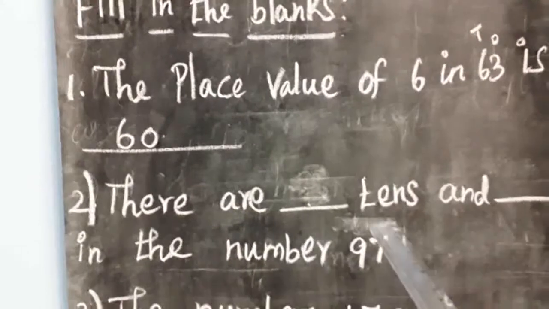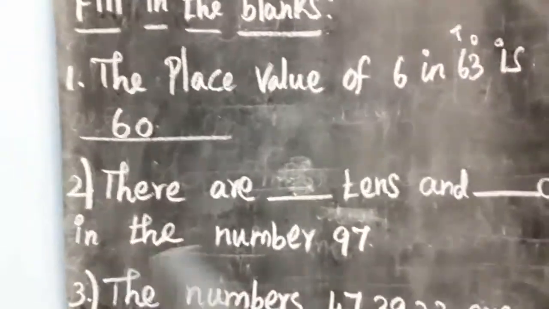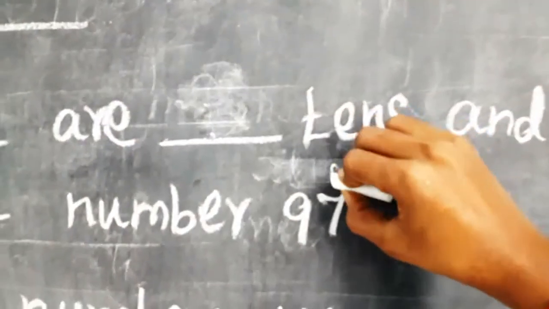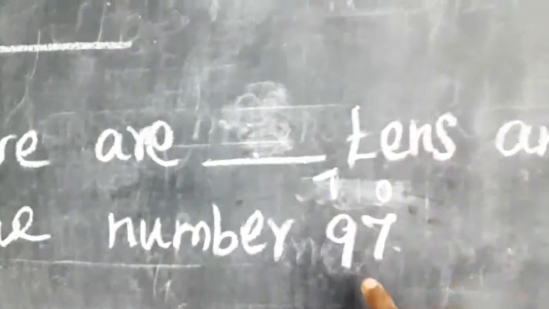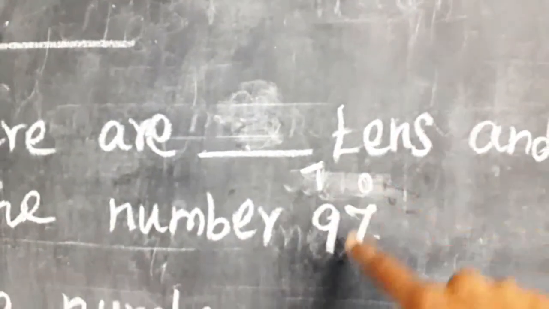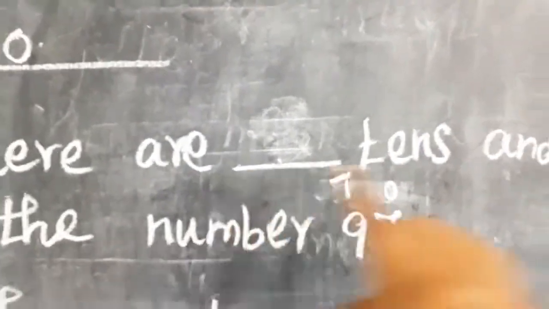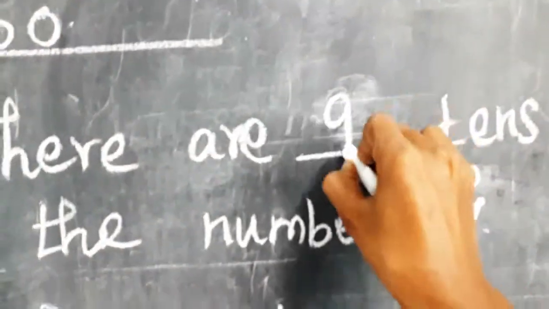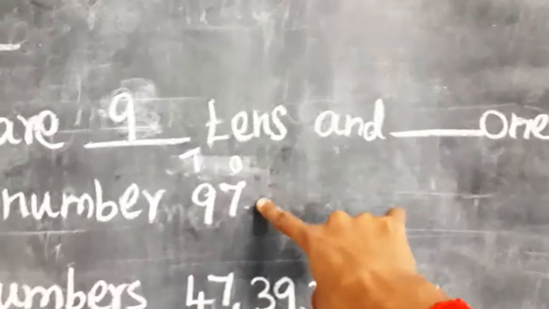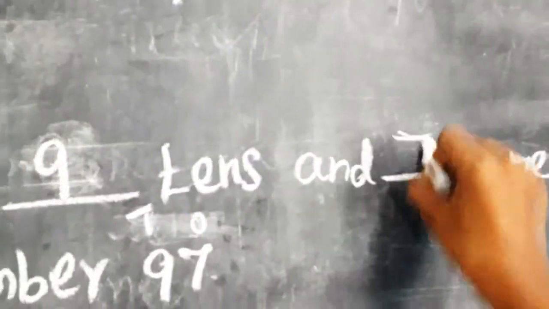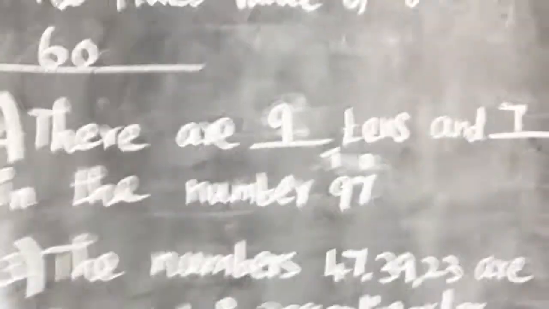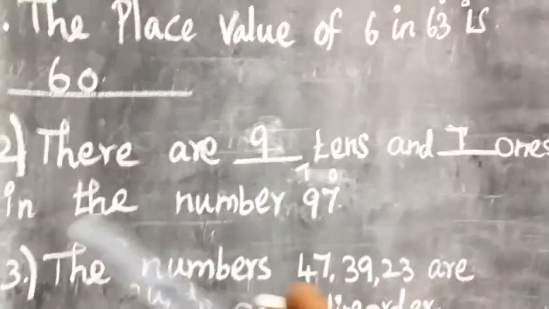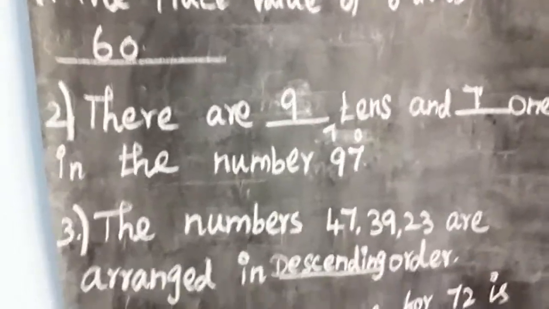There are dash tens and dash ones in the number 97. First denote the place value. Yes, 1's place, then 10's place. Here 1's place is 7, 10's place is 9. So dash tens, tens means 9. So 9 tens. Here 1's place, yes 7. So there are 9 tens and 7 ones in the number 97.